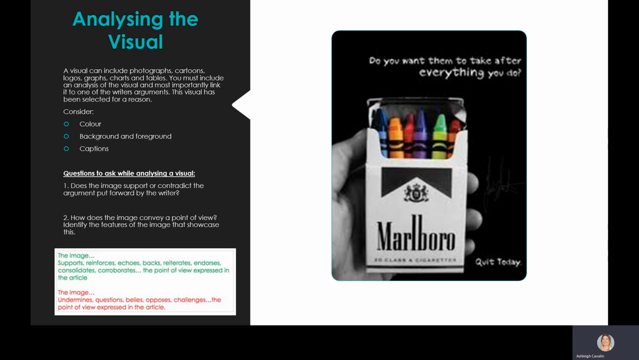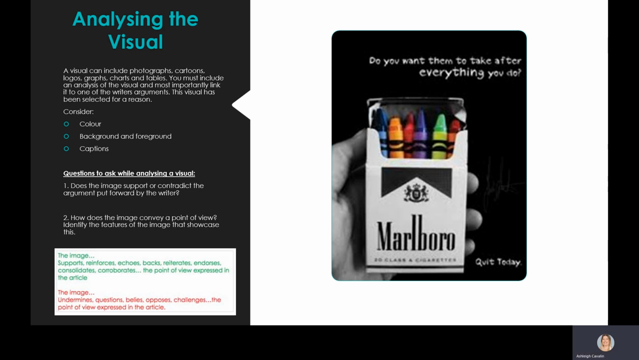Lastly, analysing the visual. A visual can contain photographs, cartoons, logos, graphs, charts, and tables. You must include an analysis of the visual. Notice how I said an analysis. You can't simply mention that there is a visual. It's important to link the visual to one of the writer's arguments, because this visual has been selected for a reason. To deepen your analysis, you can consider the colours being used, the background and the foreground, the captions. What are the key things in the picture?